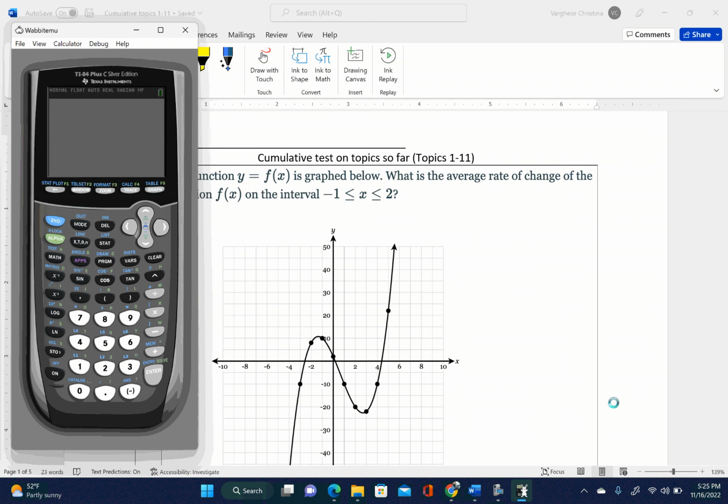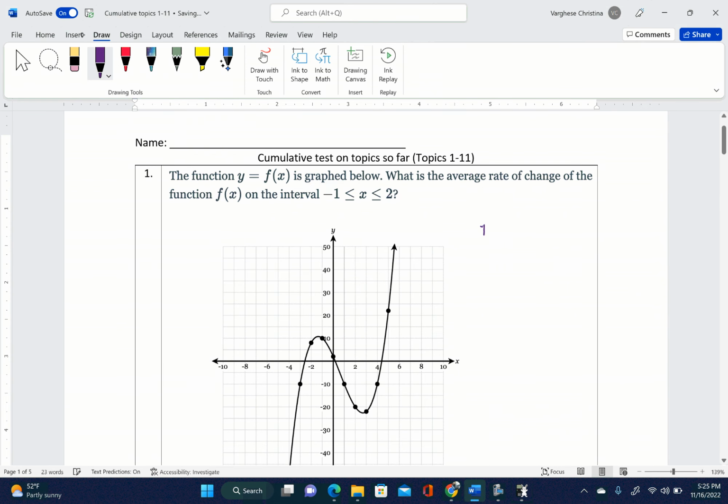So I'm going to do a quick video on an answer key for the test that we took. Please follow along. For the first one, I'm going to go ahead and just write down the formula: y2 minus y1 over x2 minus x1.